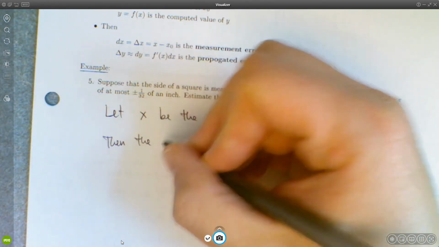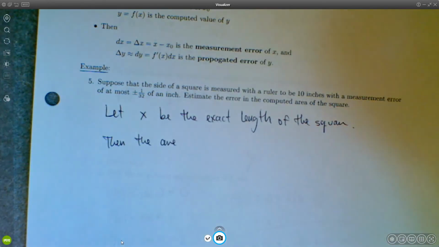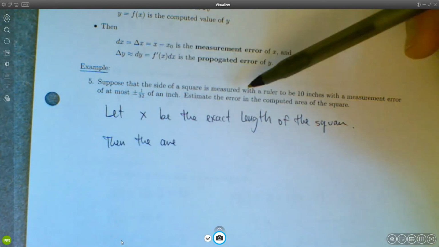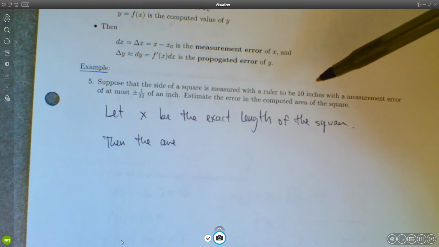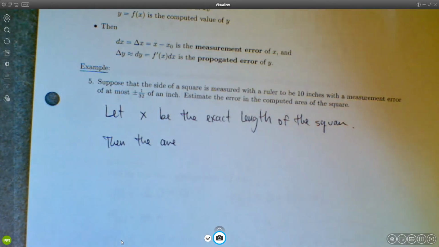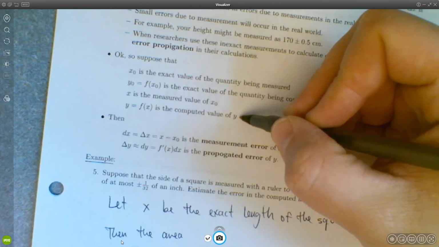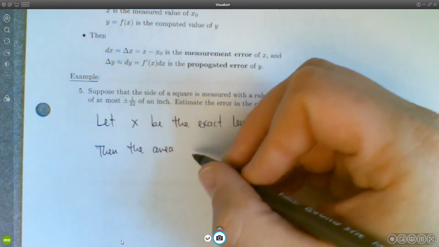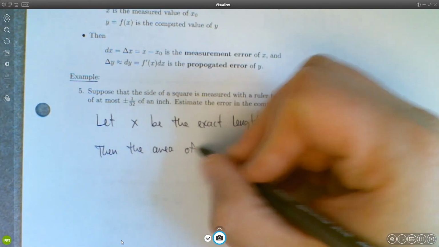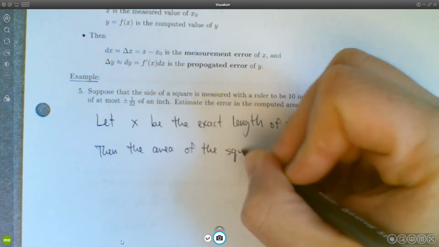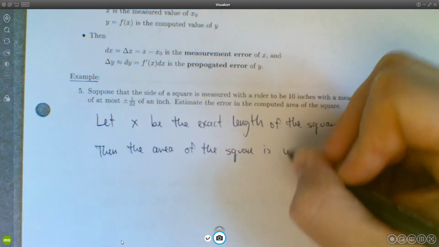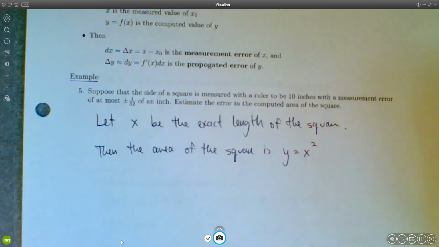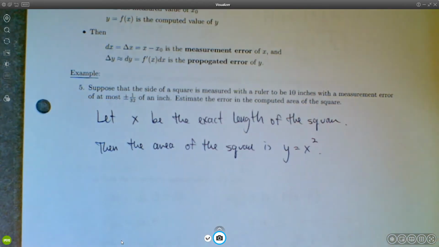Then the area is the value that we're trying to compute, right? And the computed value we said we would call y. So the area of the square is y equals x squared. Okay.